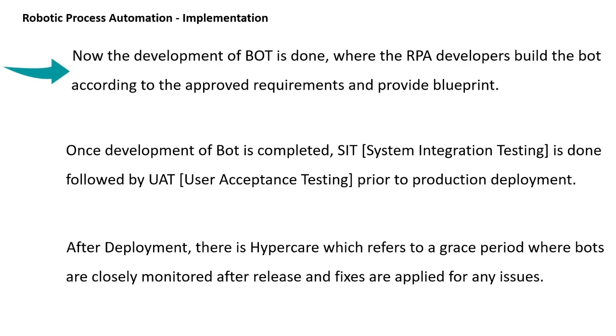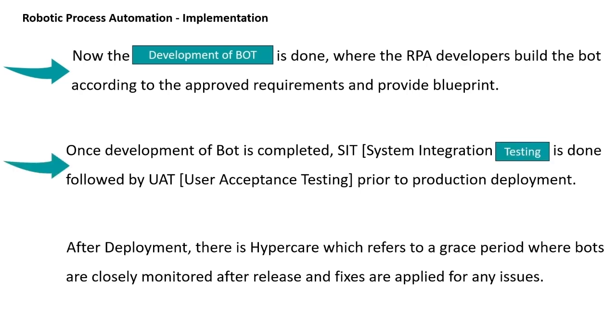Once this development is done, like any other software lifecycle, the RPA project lifecycle is also the same, where the development is followed by the testing phase. So when the development of the bot is completed, system integration testing is done, which is followed by user acceptance testing, and then finally the deployment is done.